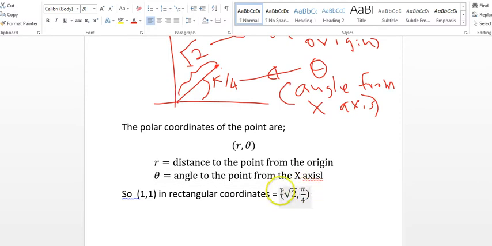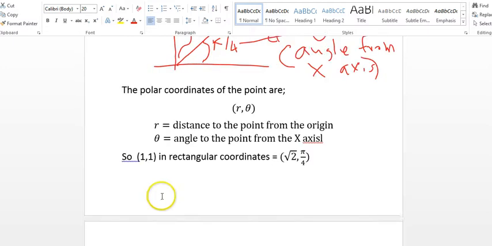So we write the polar coordinates just like the usual coordinates using parentheses, but the first one is the distance to the point from the origin, and the second one is the angle that it makes with the x-axis. So this (square root 2, pi over 4) is the polar representation of the rectangular coordinate (1, 1).